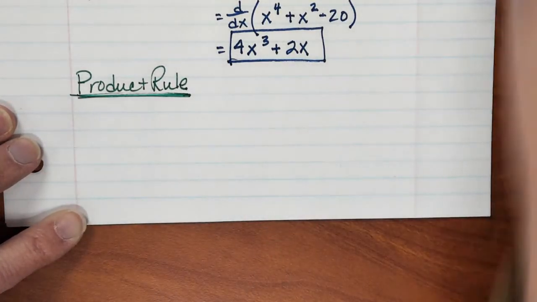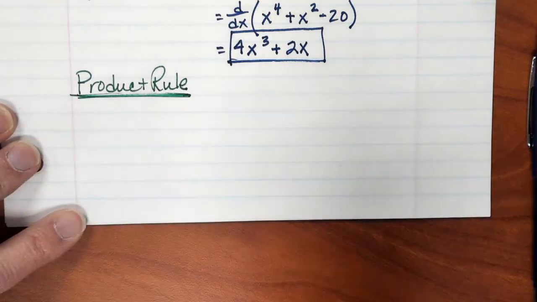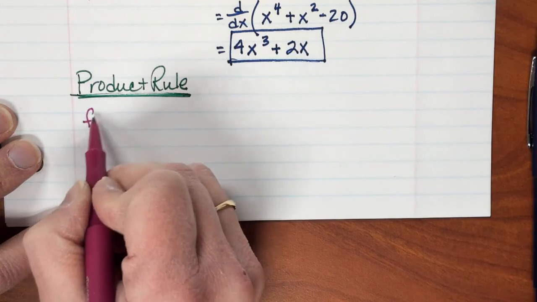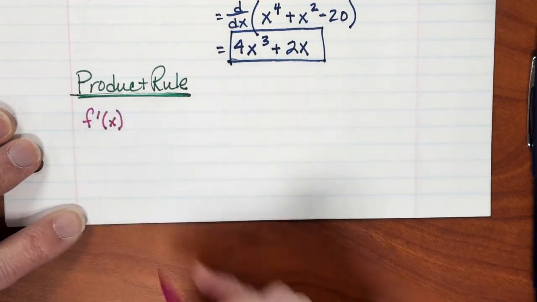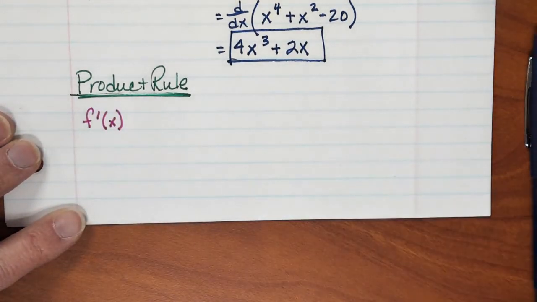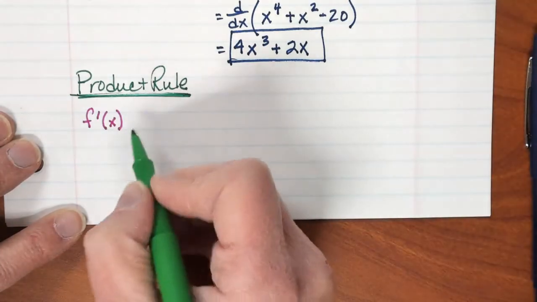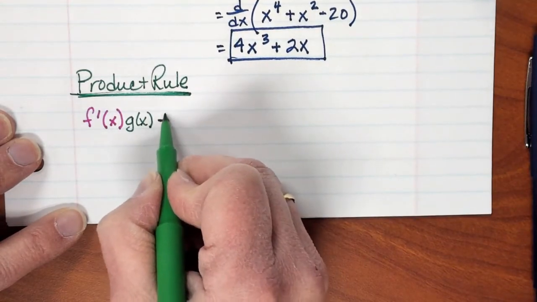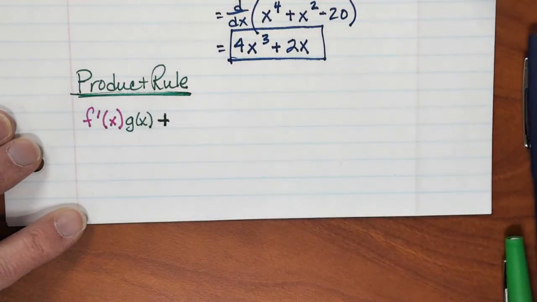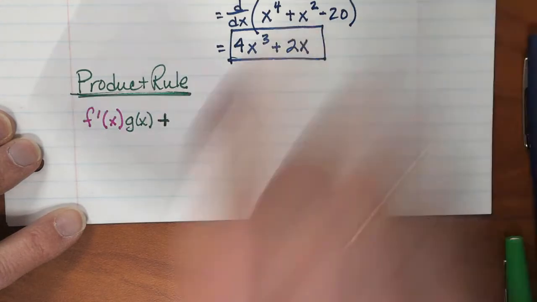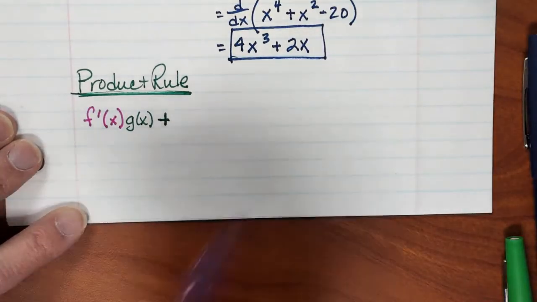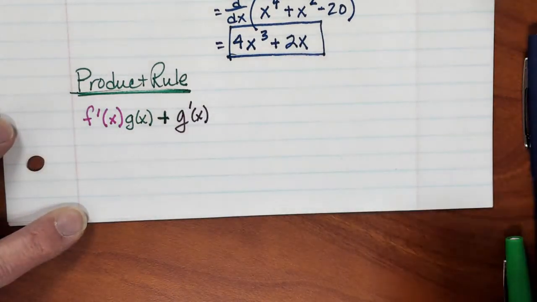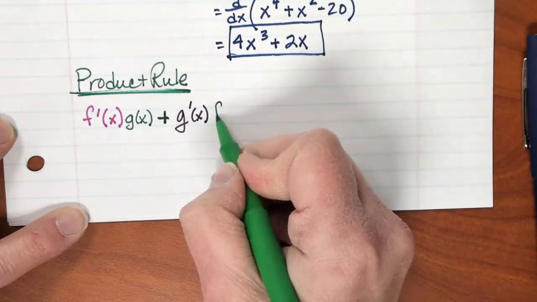So you're going to take first the derivative of the first function. We're going to take the derivative of f, and then we multiply that times the g function, plus then we're going to take the derivative of the g function times the function f.